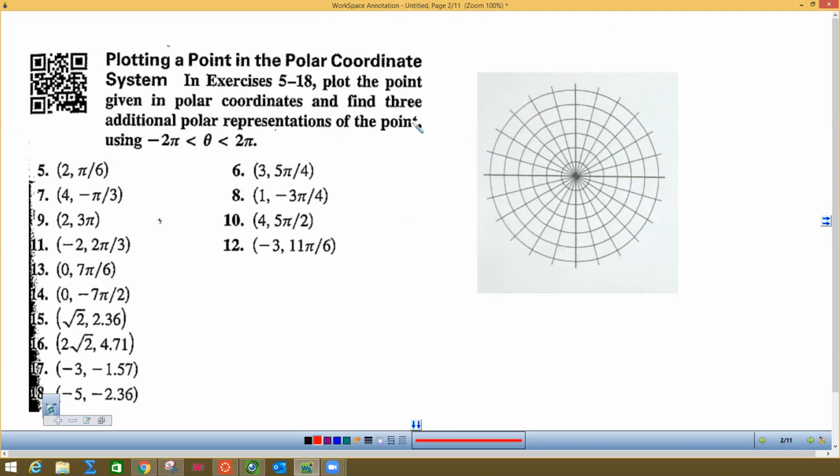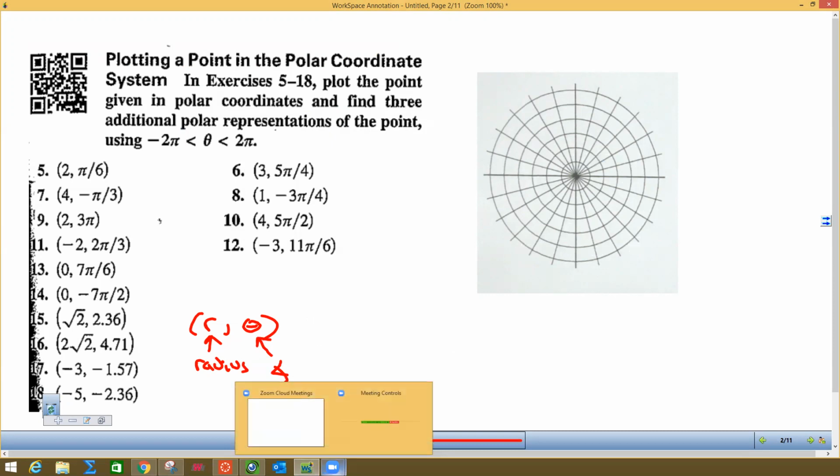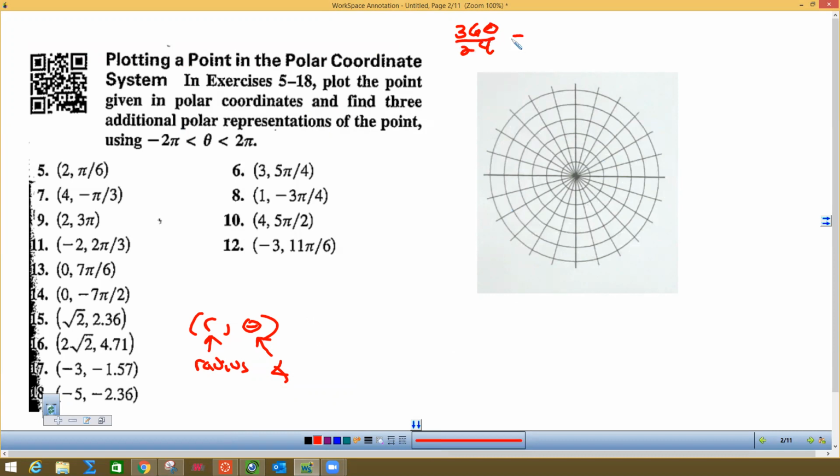First of all, polar form has an r and a theta as an ordered pair. R is the radius, which tells you which circle to put your dot on. Theta is the angle that you're going to put the dot on. Now, if you count all these little spoke marks going all the way around, there are 24 of those. How many degrees is it around a circle? If I take 360 divided by 24, each spoke mark is 15 degrees. And we always start 0 on the positive x-axis.